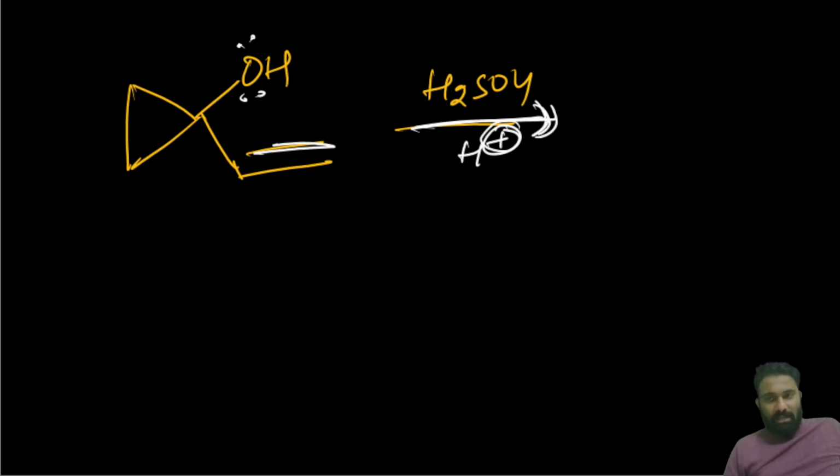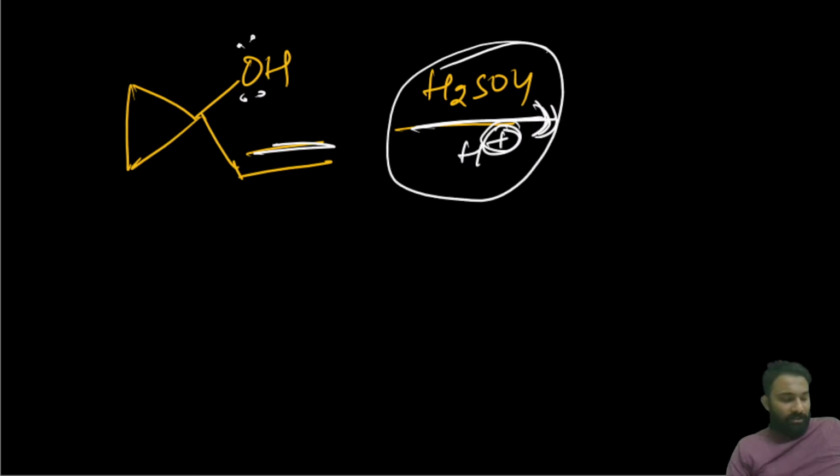Which one will abstract the alkene? Why not oxygen? Why will oxygen not attack?